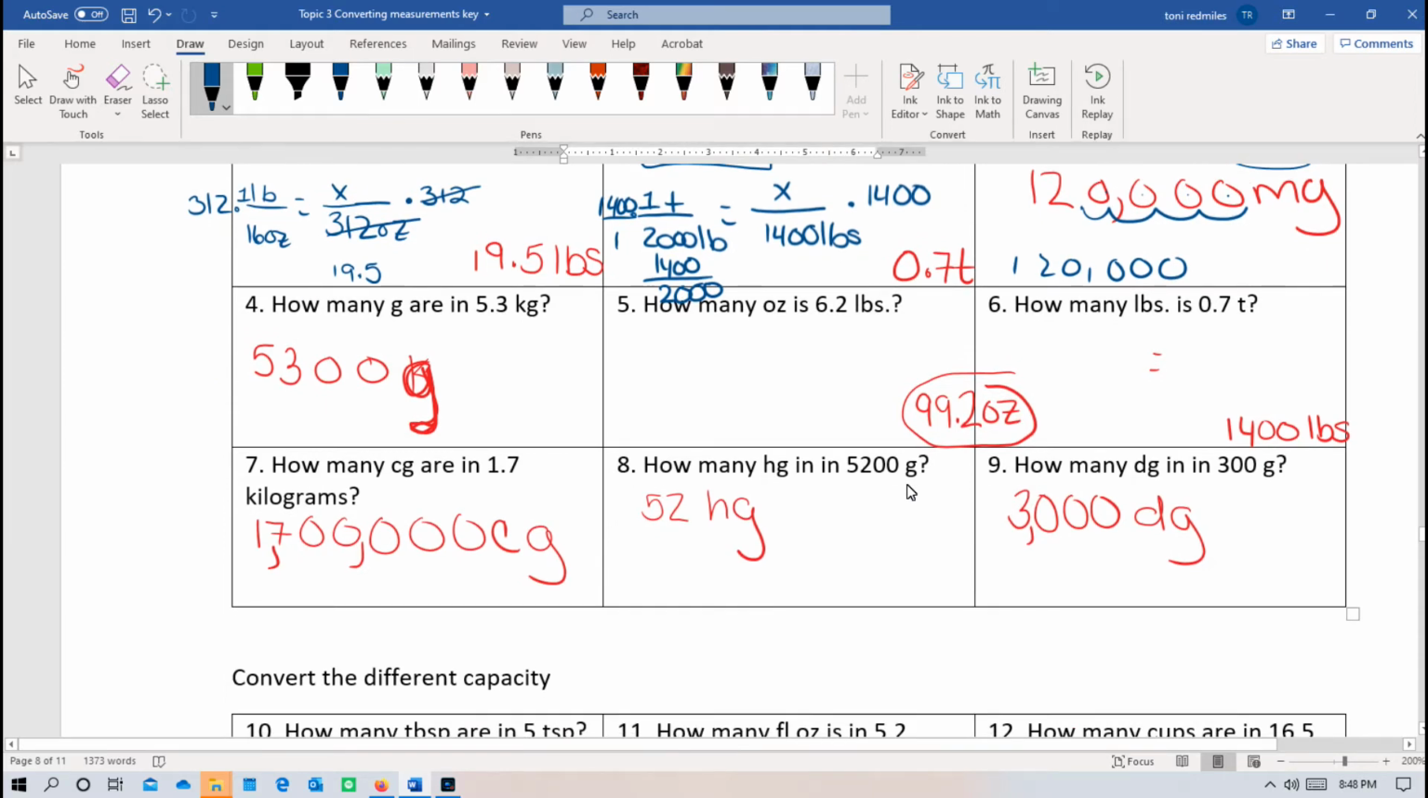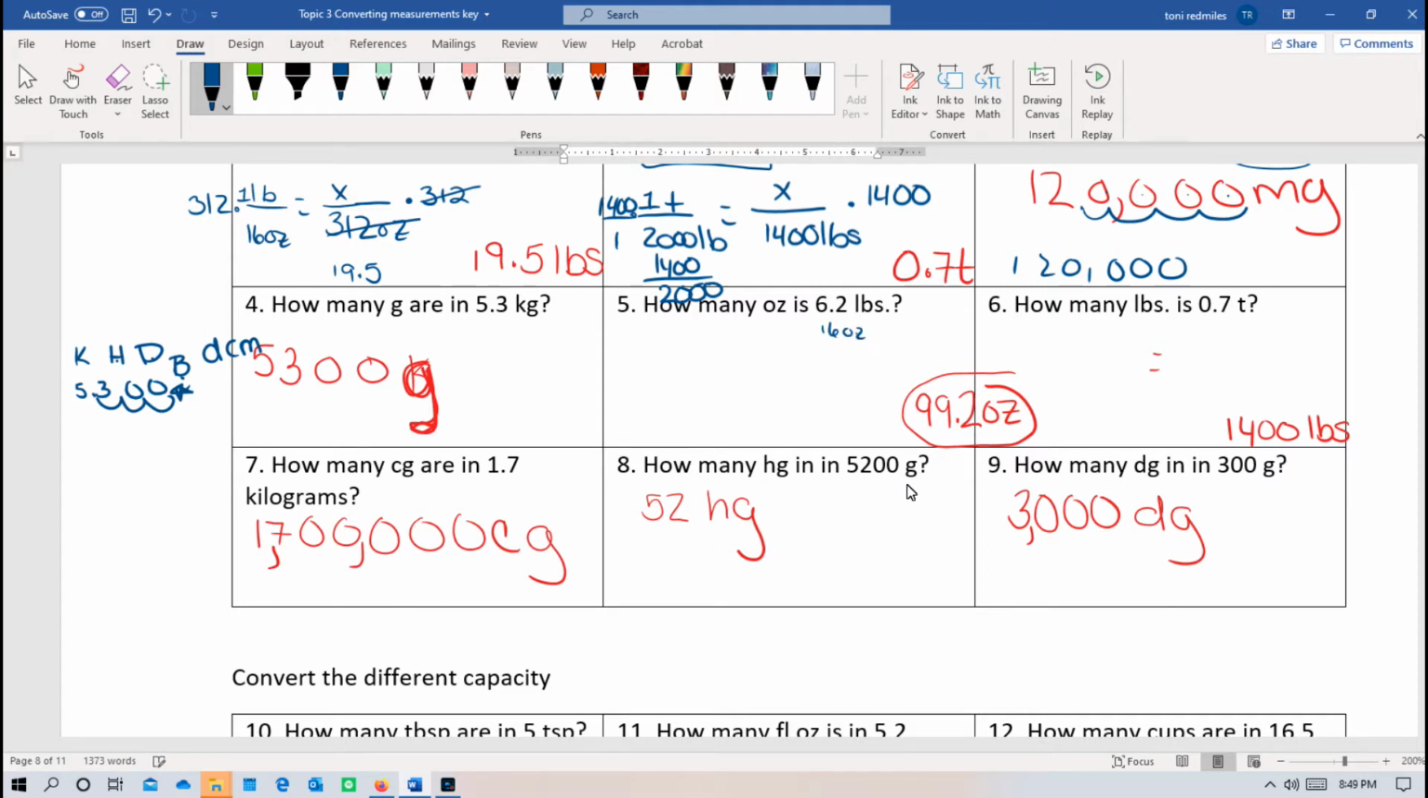Alright, the same kind of thing is going on here. So I start off at king, and I'm going to go here. Alright, so I'm starting off here at 5.3, and I have to go 1, 2, 3 to the right. 1, 2, 3, fill in my 2 zeros. Should be 5,300.